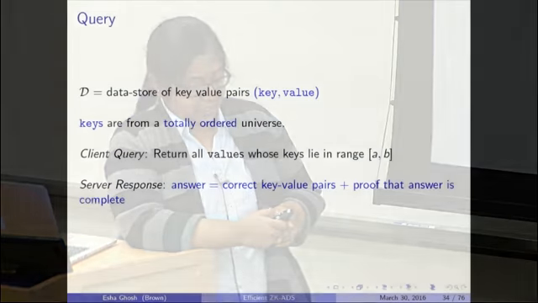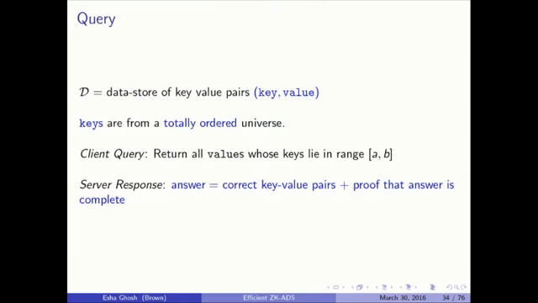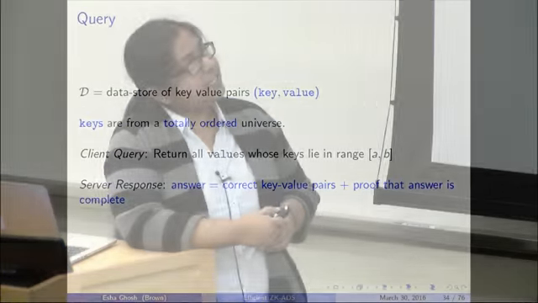Okay. So for the next part, I'm going to talk about range queries, and here the problem is the data store is a key value pair store. Keys are from a totally ordered universe, and the client query is basically return all values whose keys lie within some range A to B. And the server response is the answer, which is the correct key value pairs, along with the proof that this answer is complete, that all the elements that it had returned were really in the database and it has not omitted anything.